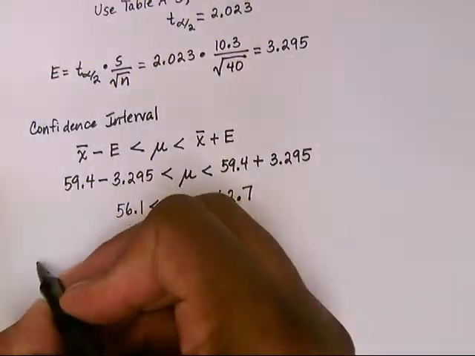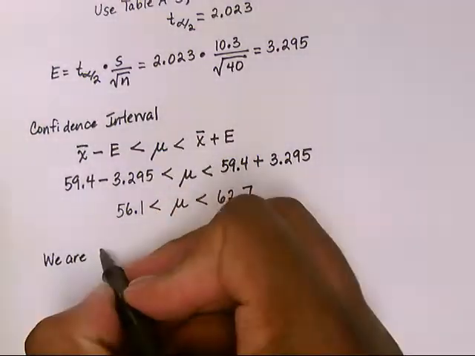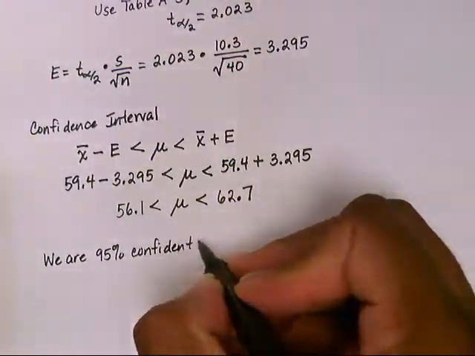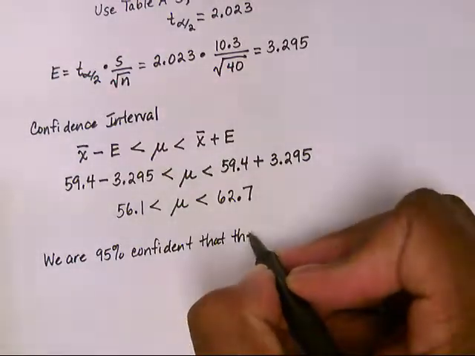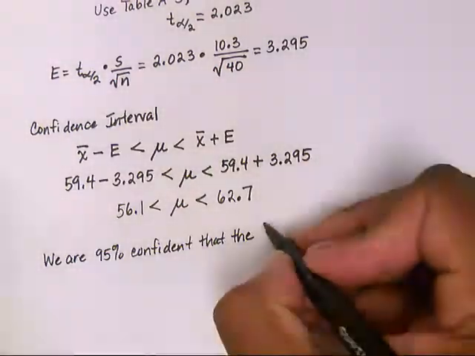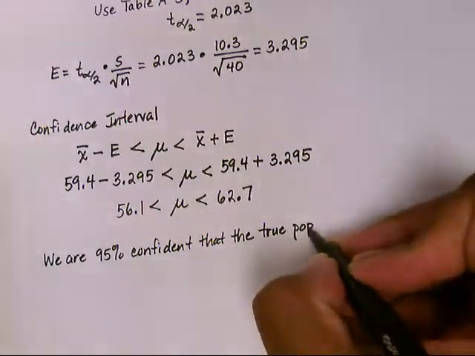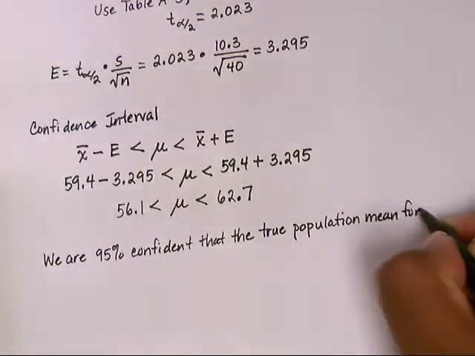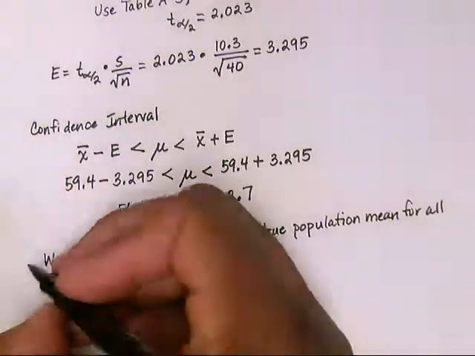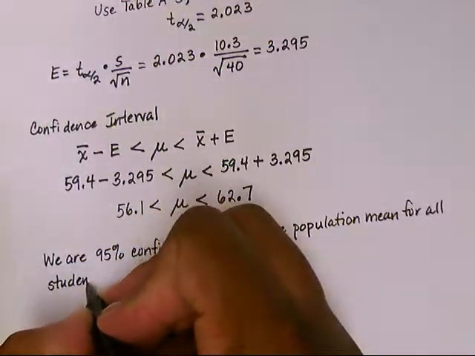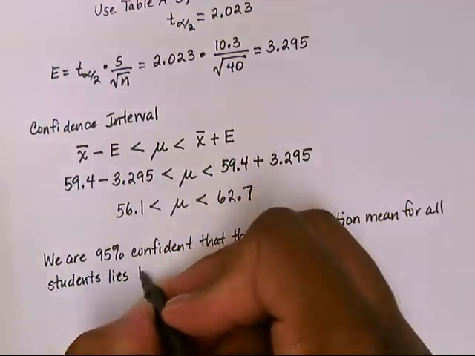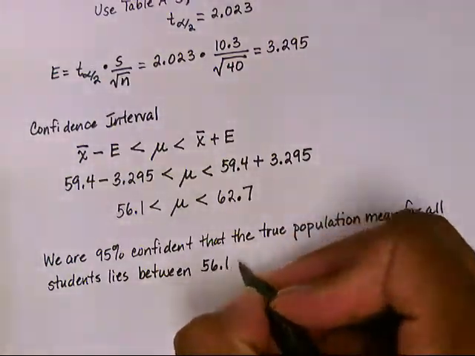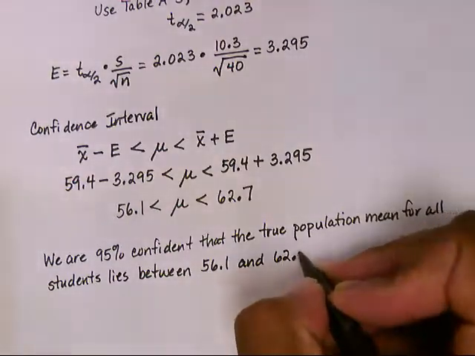Now I need to interpret what that confidence interval means. So the interpretation for that would be that we are 95% confident that the true population mean for all students lies between those limits, 56.1 and 62.7.